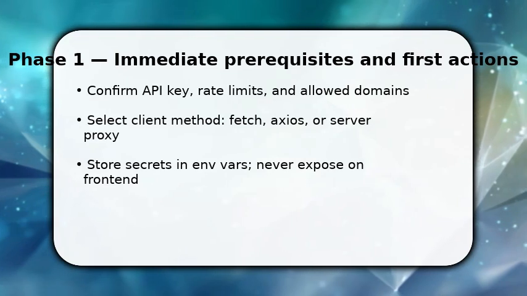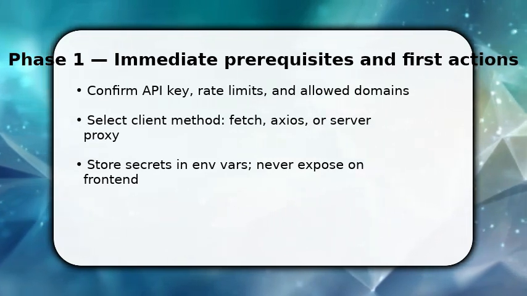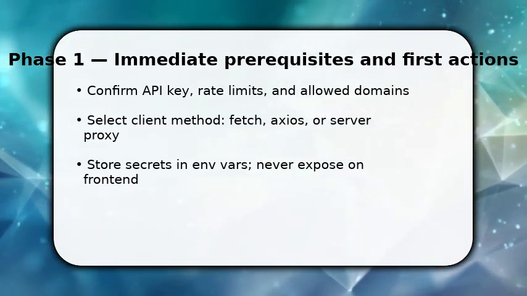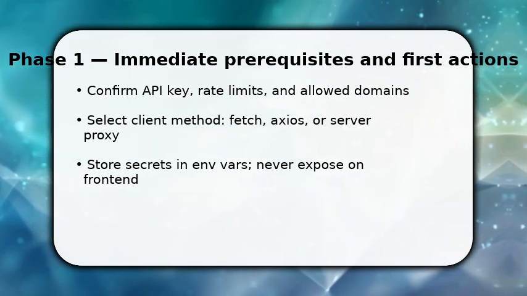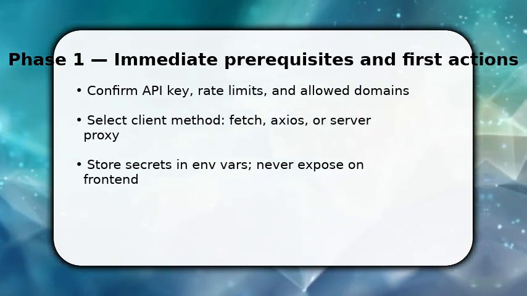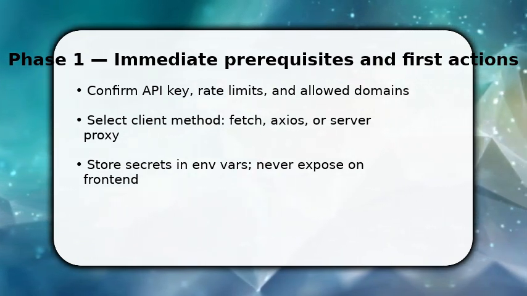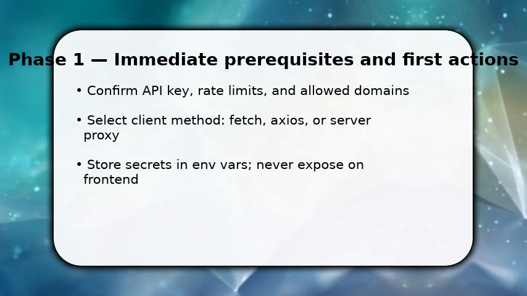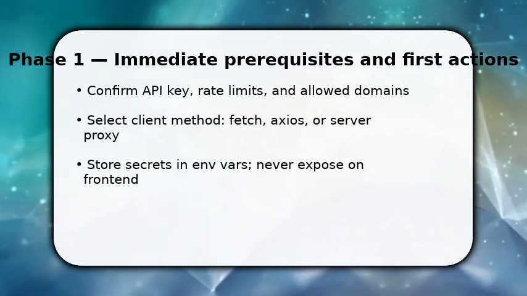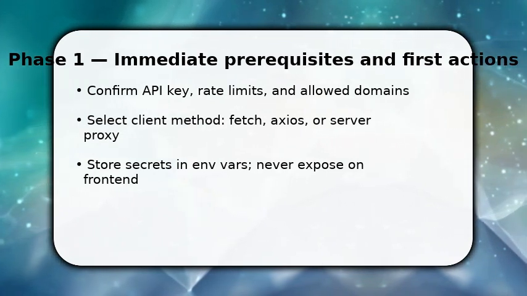You already have the basics, an API key and a project folder. First, create a secure environment file and add the key there. This keeps secrets out of public code. Next, choose your client, fetch for simple calls or Axios for convenience, then scaffold a small request function. Once done, test with a single GET to a safe endpoint so you verify connectivity.